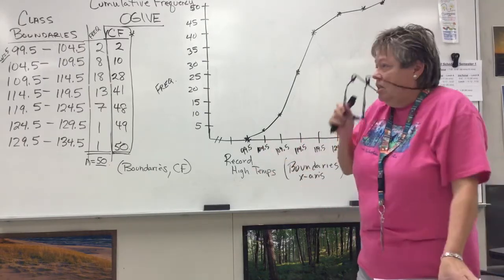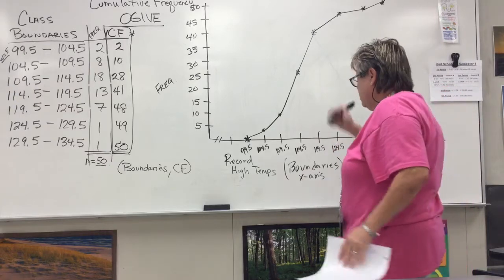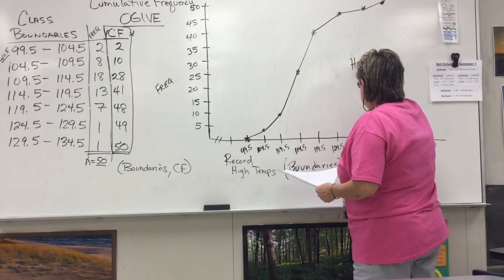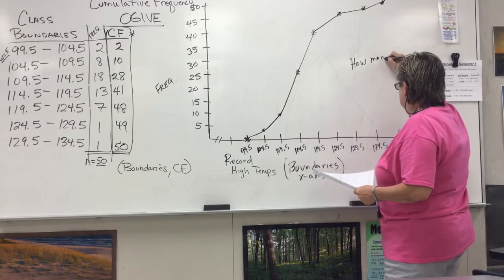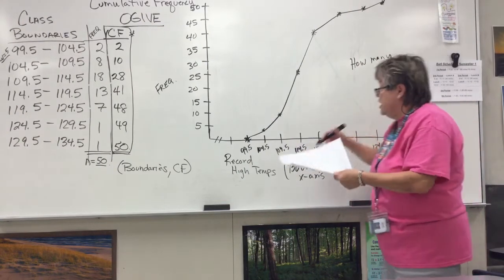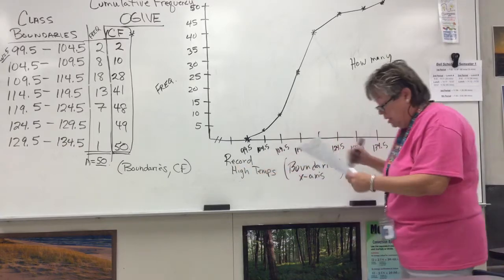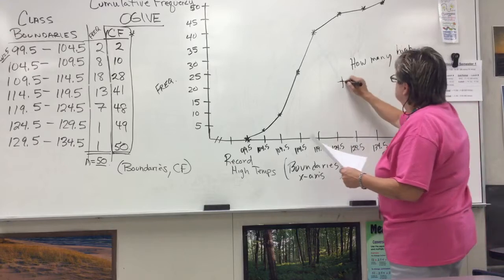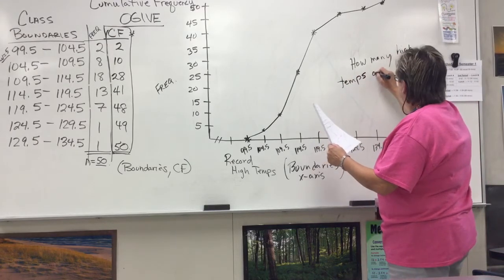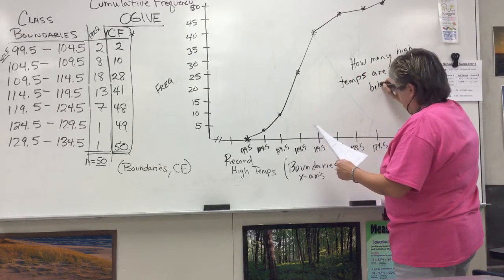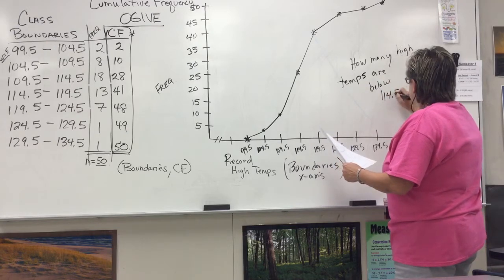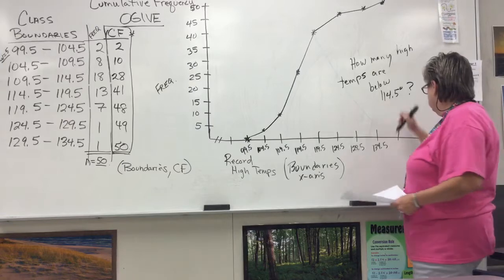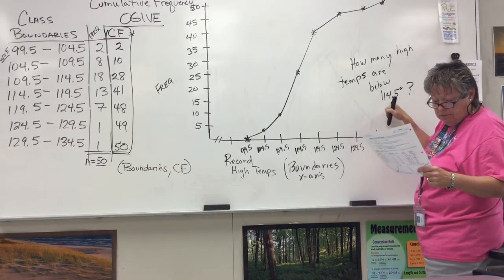So what could somebody use this for? Well, I could look at this graph and I could say something to you like, this particular data has to do with high temperatures. I could say something like, how many high temps are below 114.5 degrees? Okay, so how many temperatures are smaller than 114.5 degrees?